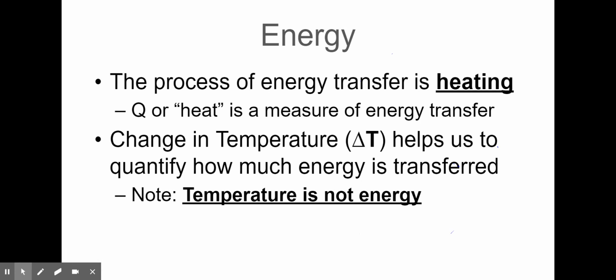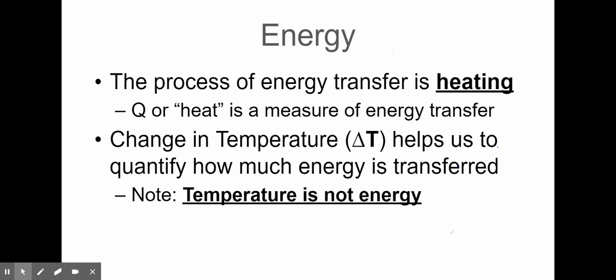Q is our heat, and we're going to look at two different types of calculations to figure out heat. Heat, Q, equals mc delta T, mass times specific heat capacity times change in temperature, or at a phase change, it's Q equals mass times the heat of phase change. And I would always give you the heat of phase change. Your change in temperature helps us to quantify how much energy is being transferred, okay?